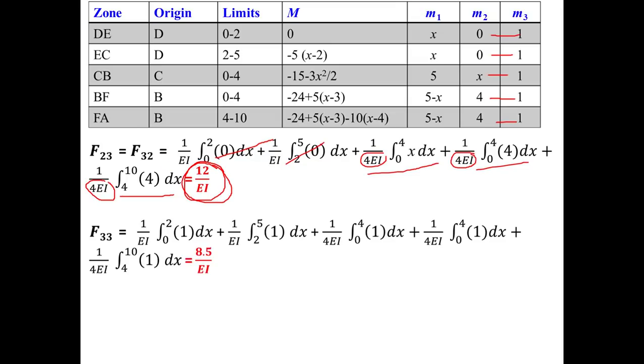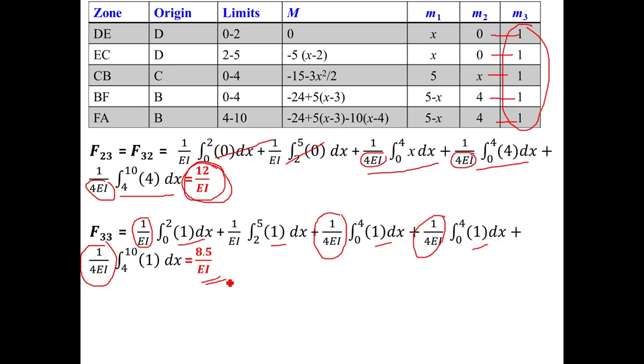And the last calculation is F33, which is equal to M3 into M3. Since it is 1 in the M3 column, all elements are 1. In the M3 column, all elements are 1. So integration 1 into 1 will be 1 only. So in all 5 zones the integration is 1. Okay. For the first two zones the outside factor is 1 upon EI, but for the remaining three zones it is 1 upon 4 EI. Okay. So if you perform this integration, the final answer for F33 will be 8.5 upon EI.